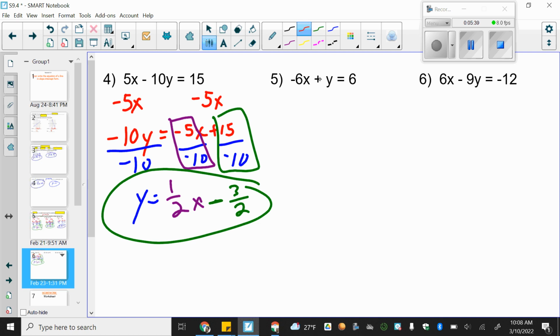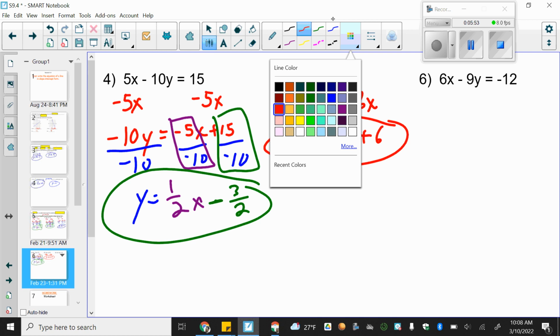Now I have negative 6x plus y equals 6. I'm going to add 6x to get it into the right form. Now I have y equals 6x plus 6. Y is already by itself. I don't need to divide by 1. I'm just done. Gotta love those.